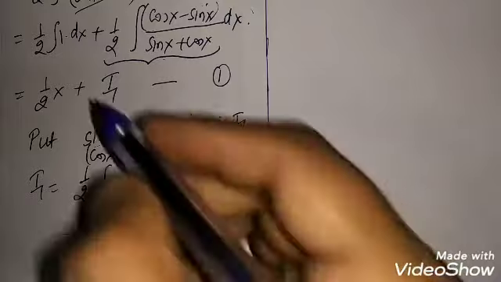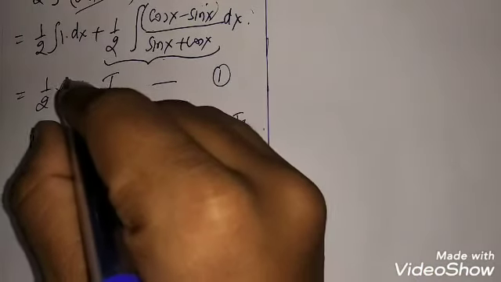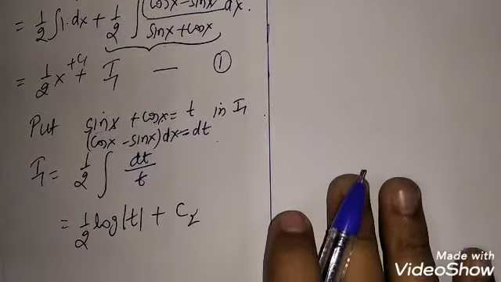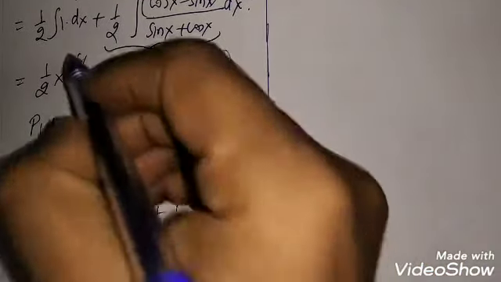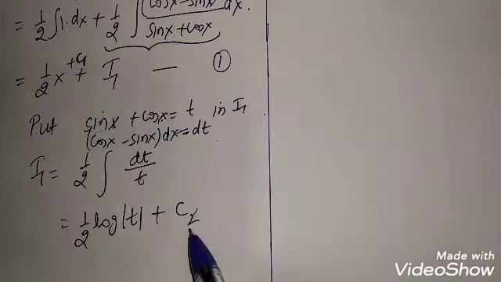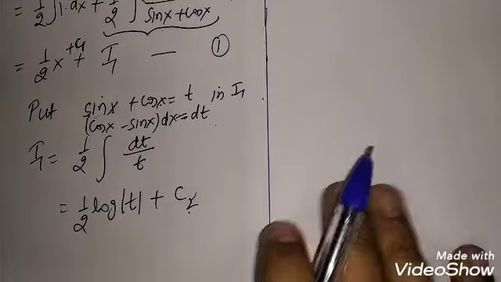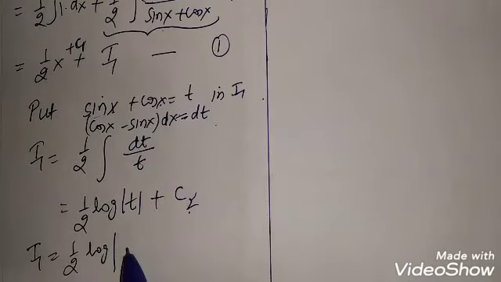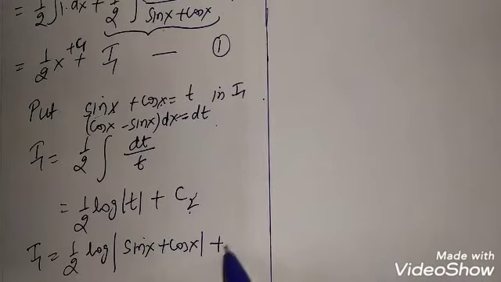You can write c1 also, or c2. C1 for the integration constant, this is for integration constant C1, this is for integration constant C2. So I1 is equal to 1 by 2 log of mod, the value of t is sin x plus cos x, plus C2.